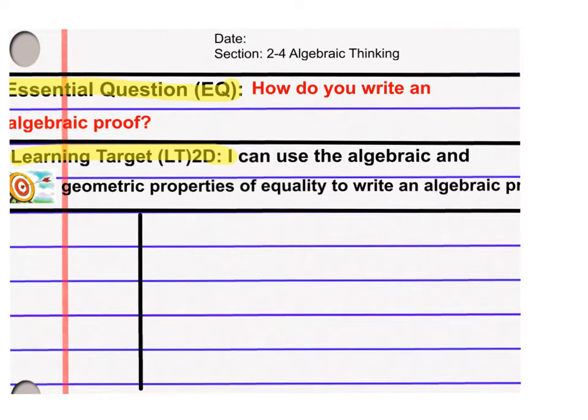So to start, put the date, whatever the date is, on the section 2-4 algebraic thinking in the top right of your paper. Then you're going to go ahead and write your EQ, your essential question that we'll learn today. How do you write an algebraic proof? Learning target 2D: I can use the algebraic and geometric properties of equality to write an algebraic proof. Proof got a little cut off, that word is proof.